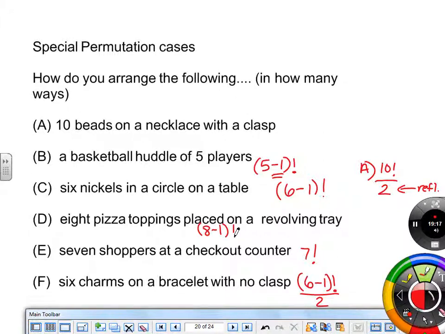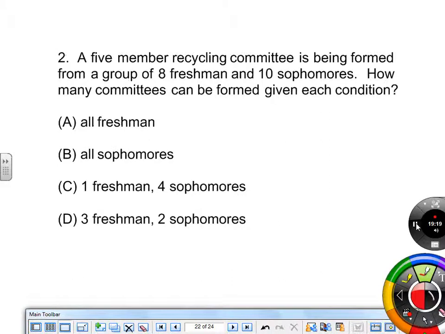Jenny. All right. So we're going to build a committee. When you hear the word committee, what pops into your head? Combination. Just a group, right? Does the order matter in the group? No. Okay, so combinations. There's 8 freshmen and 10 sophomores, so how would we build the group?